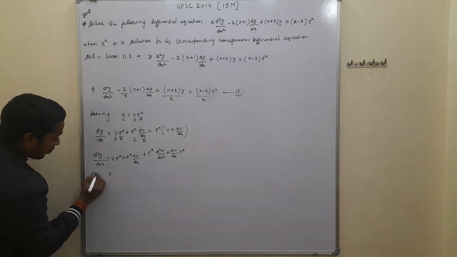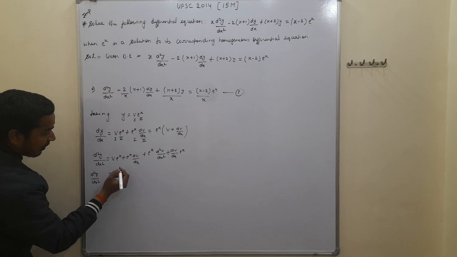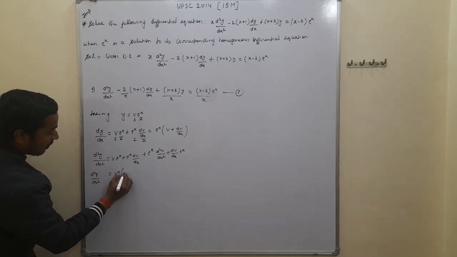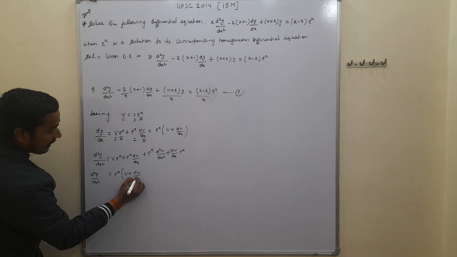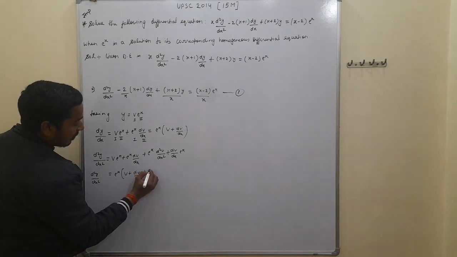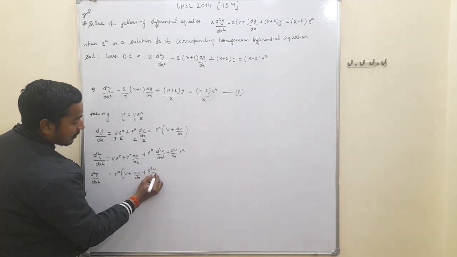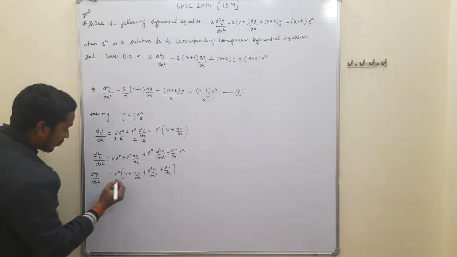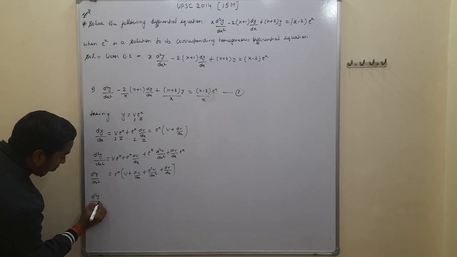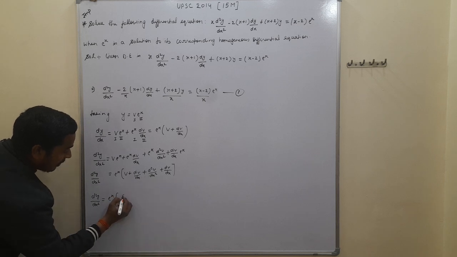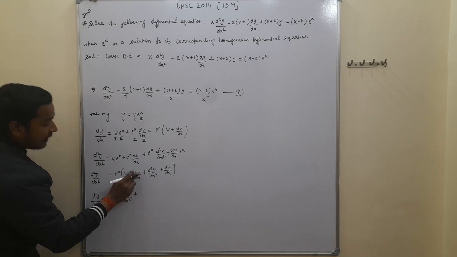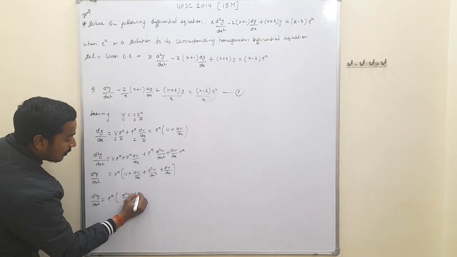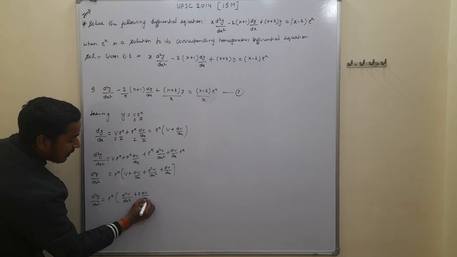And from here we take common e to the power x in d2y upon dx2. Taking e to the power x common, this gives v plus of dv upon dx and plus of d2v upon dx square and plus of dv upon dx. We can also write this as d2y upon dx2 is equal to e to the power x into d2v upon dx square first, and plus of dv upon dx and dv upon dx, this gives 2 dv upon dx and plus of v.